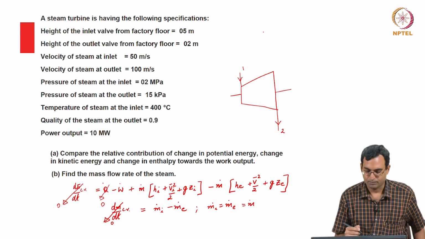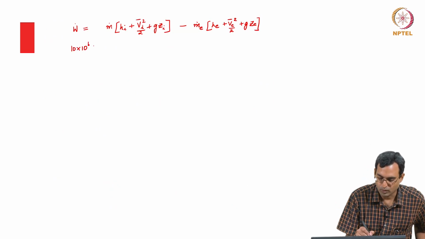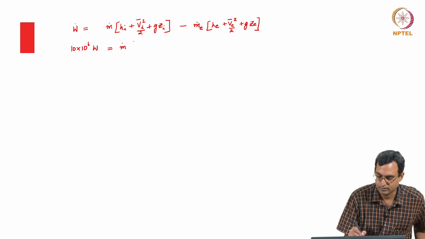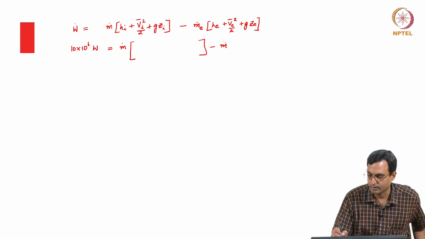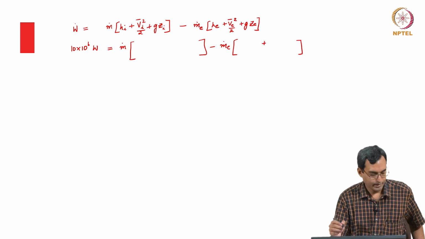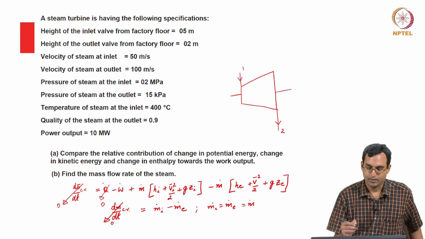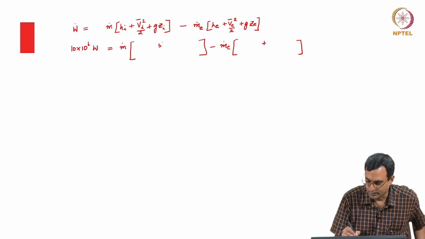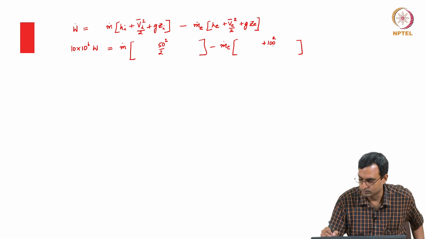So the output of power is given as 10 megawatts. That's 10 power 6 watts. I don't know m dot. I need to find out enthalpies, because I don't have them yet with me. But I have kinetic energies and potential energies. At the inlet, it's 50 meters per second is the velocity. At the outlet, it's 100 meters per second. So this is 50 square by 2. This is 100 square by 2.